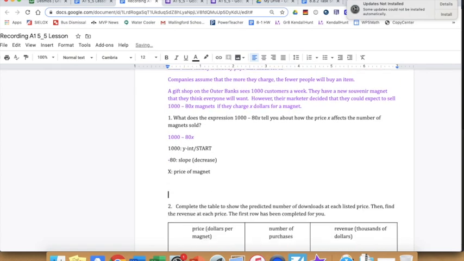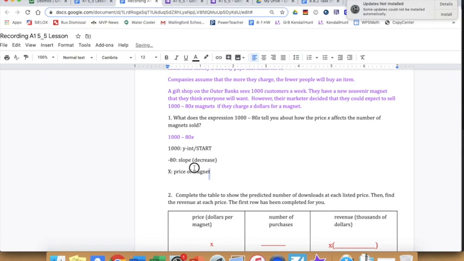Let's put this in purple, and maybe I'll even bold it. So this tells us that the y-intercept is when x is 0. When they charge nothing, they'll sell 1,000 magnets, which makes sense. Everyone who walks in, free magnet, sure, whatever. I'm on vacation, I'll take a free magnet.